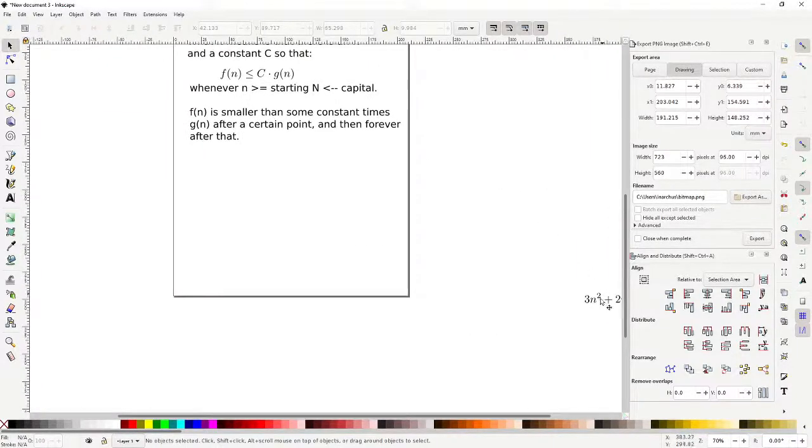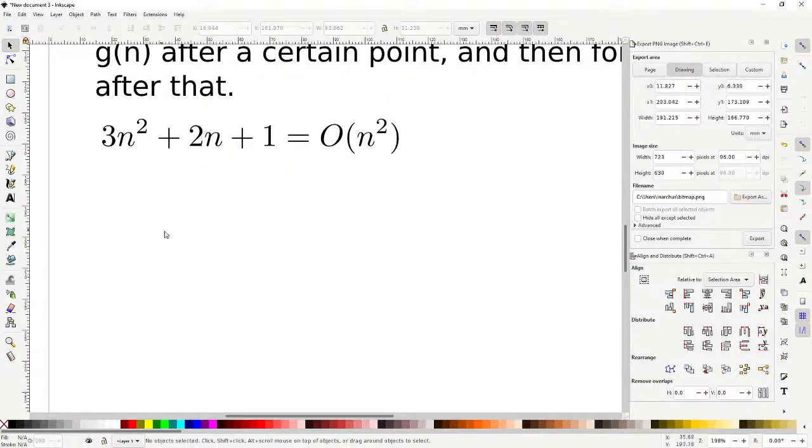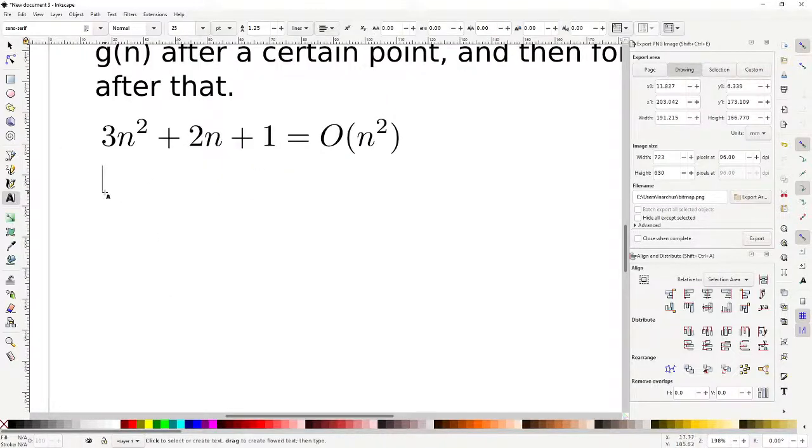That's the only thing I don't like about this math rendering thing. It always sticks it off screen. But what are you going to do? So is this true? And the answer is, I think so.